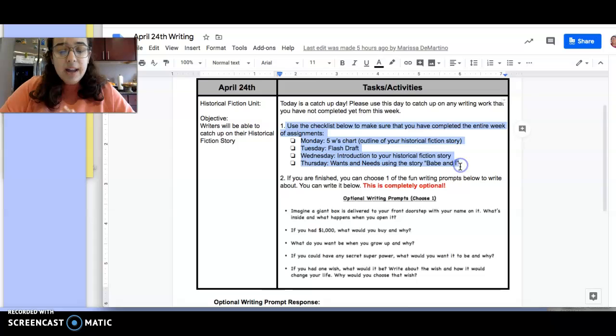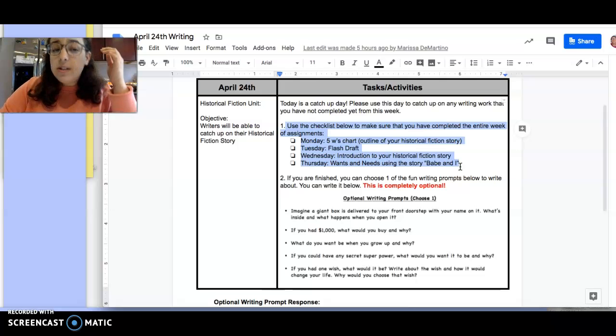So right here where I highlighted it. On Monday, you should have done your 5 W's chart. That should have helped you plan your historical fiction story. The who, what, where, when, why, and how. On Tuesday, you should have gone into your writing topic and written a flash draft of your historical fiction story.